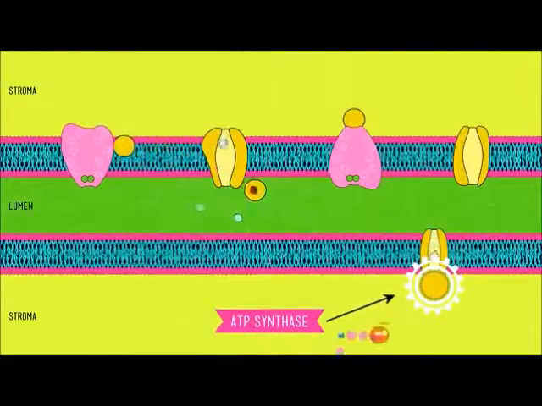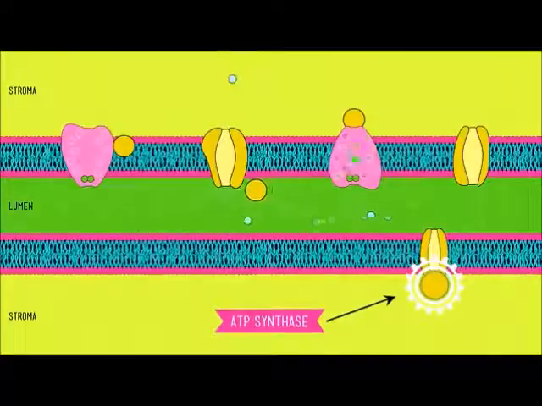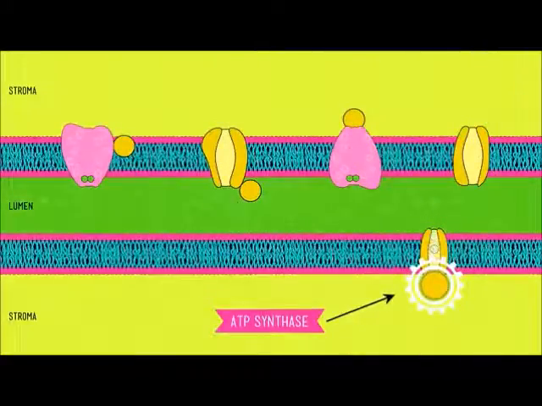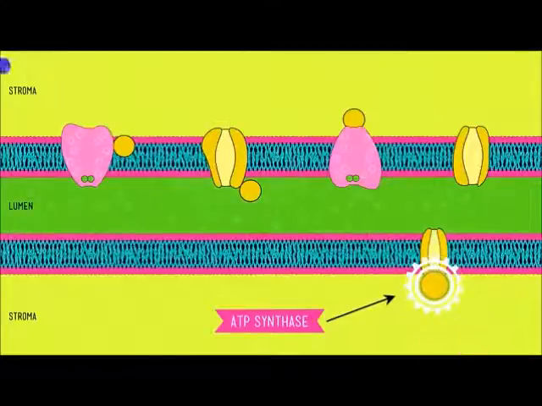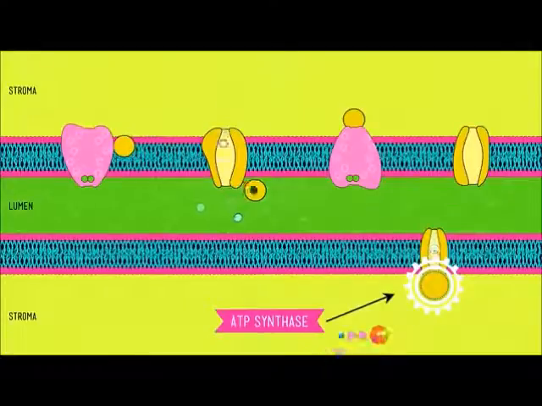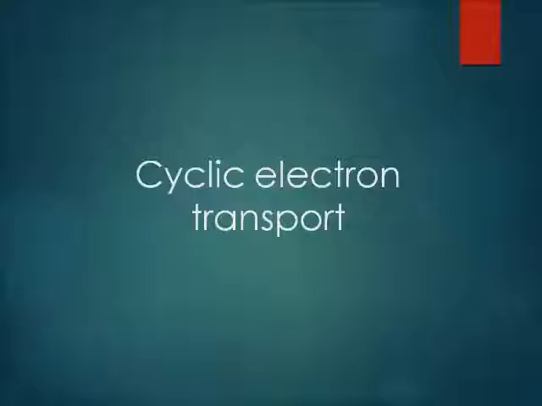The protons then naturally want to get the heck away from each other, and so they push their way through an enzyme straddling the thylakoid membrane called ATP synthase. And that enzyme uses that energy to pack an inorganic phosphate onto ADP, making ATP, the big daddy of cellular energy. Next, we have the cyclic electron transport.